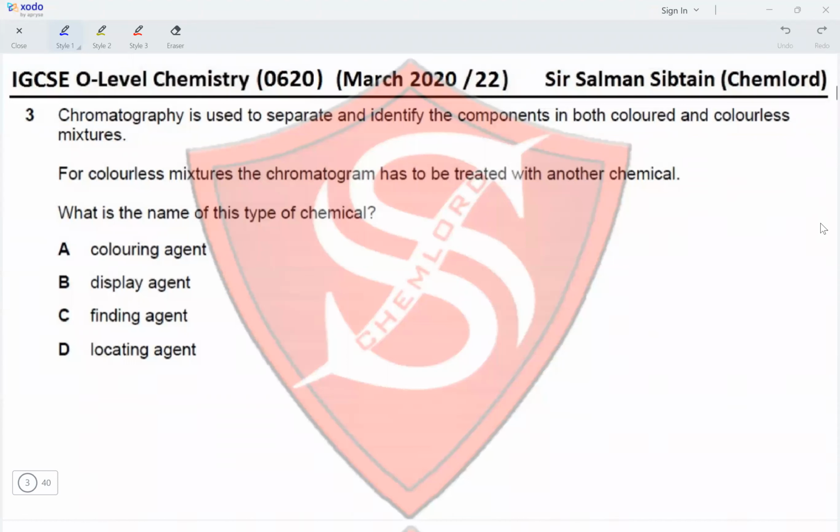Question 3. Chromatography is used to separate and identify the components in both colored and colorless mixtures. For colorless mixtures, the chromatogram has to be treated with another chemical. What is the name of this type of chemical? In order to see colorless separated components, we would spray it with a locating agent. That is the name of this chemical. So coloring agent, no. Display agent, no. Finding agent, no. Locating agent, yes. So the correct option for this question is option D.